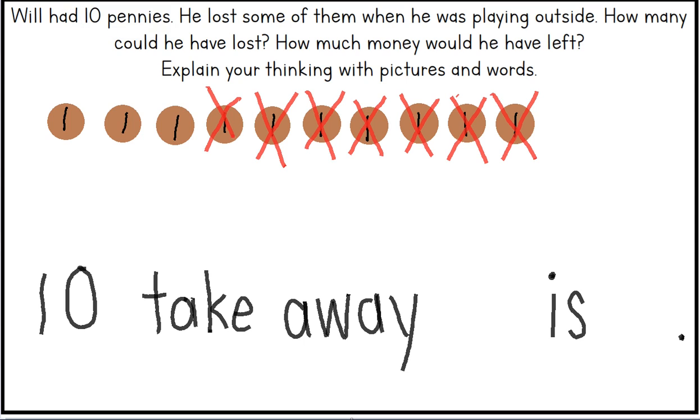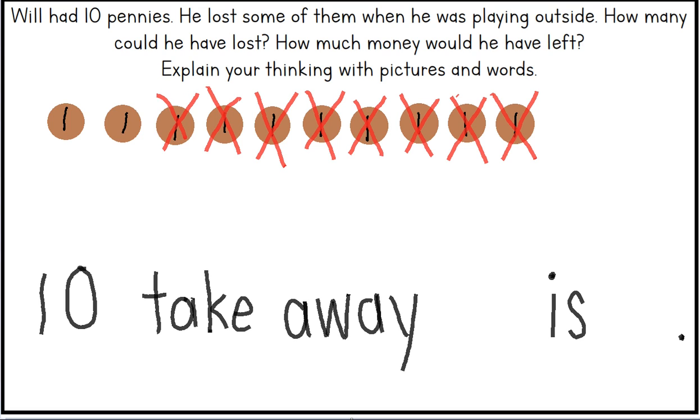All right, so I'm going to cross out another one. So 10 take away 7 pennies. He's lost 7 pennies. And how many does he have left? 3. 10 take away 7 is 3. All right, we're almost finished. And you guys don't have to do this many problems. You don't have to do this many answers. Again, I just wanted to go over all of the different answers that you could have. You don't have to have all of them.